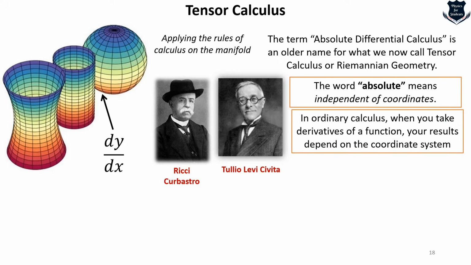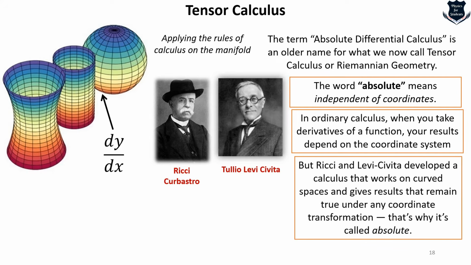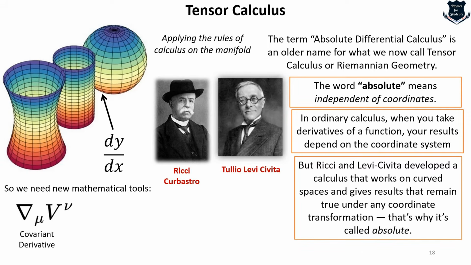The reason it is absolute is because in ordinary calculus, when you take derivatives, your result depends on the coordinate system, but here it is not. So Ricci and Levi-Civita developed a calculus which works on this kind of curved surface, and it remains invariant under any kind of transformation. In order to do that, what we need are certain mathematical tools.